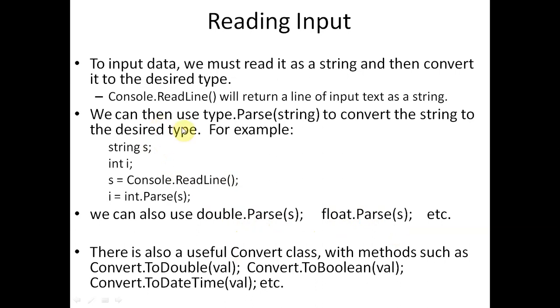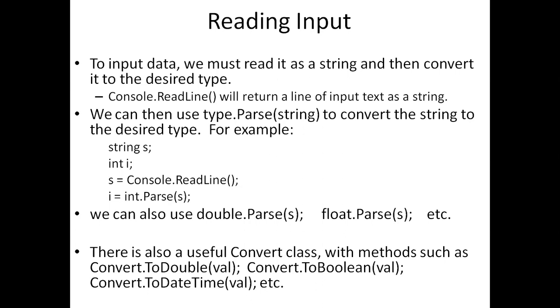The argument of the Parse function is the string, to convert the string to the desired type. So this is the input statement. To input data, Console.ReadLine is used, and we must read it as a string and then convert it to the desired type. Initially when Console.ReadLine executes, it returns a string value, and accordingly we parse it into the type which we require.